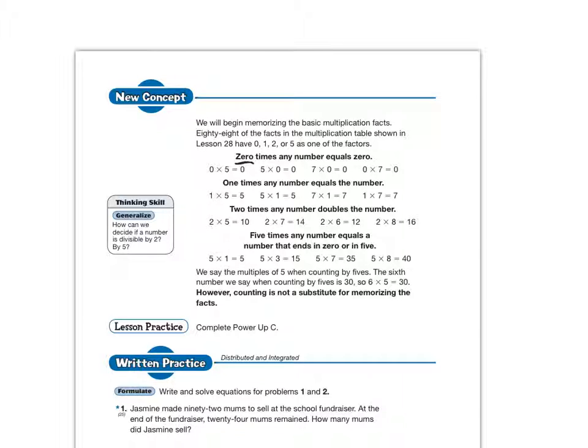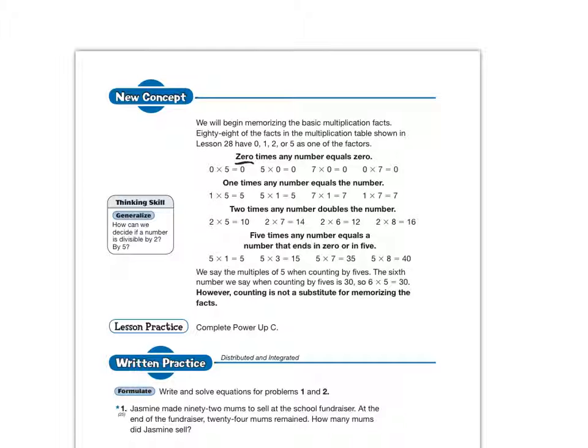When we multiply by 1, I don't know if they have a 1 property, but it's always the same number as the other number. So if it's 1 times 1, it's still 1. If it's 1 times 2, it's the same as the bigger of the two numbers. So 1 times 2 means 2. 2 times any number doubles the number. So 2 times 5 equals 10. 2 times 7 is 14. 6 times 2 is 12, or 6 plus 6 is 12.